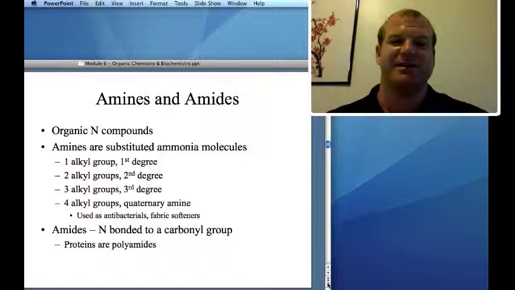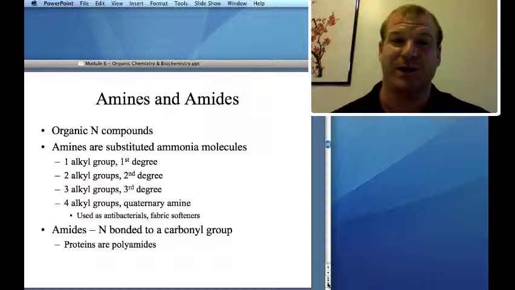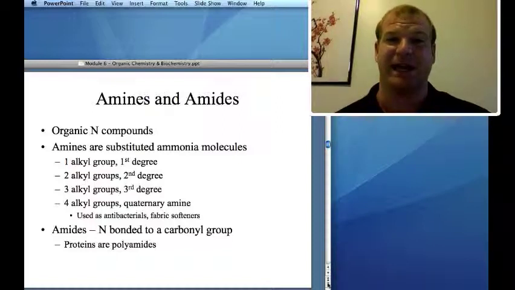Amines and amides, so these are organic compounds, carbon-containing compounds that have nitrogen in them. And whenever I think of amines, I think of stinky fish, because amines are given off by dead things. As they're rotting, they give off amines. Amides, I tend to think of proteins with this, because the polyamide is a protein. And amines, if you have one alkyl group, it's first degree, two alkyl, it's second degree, three, third degree, and four, this is called a quaternary amine, or quaternary ammonia salt.